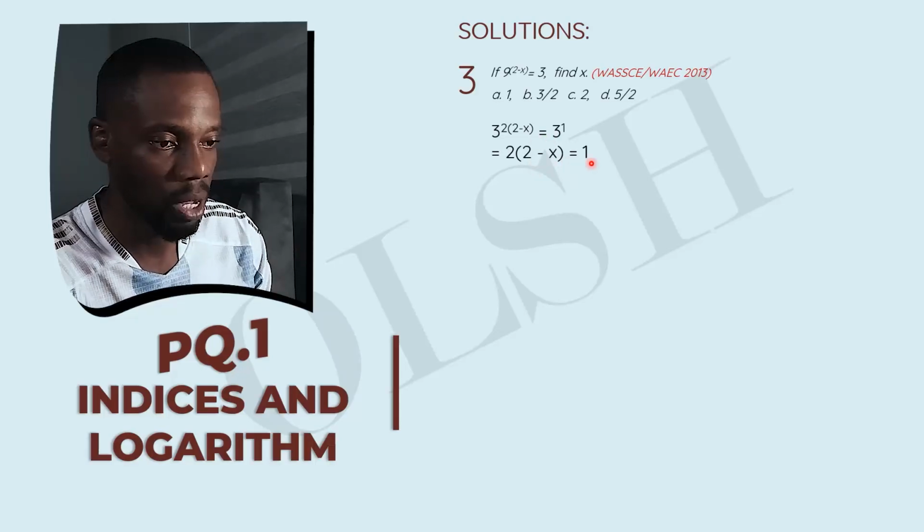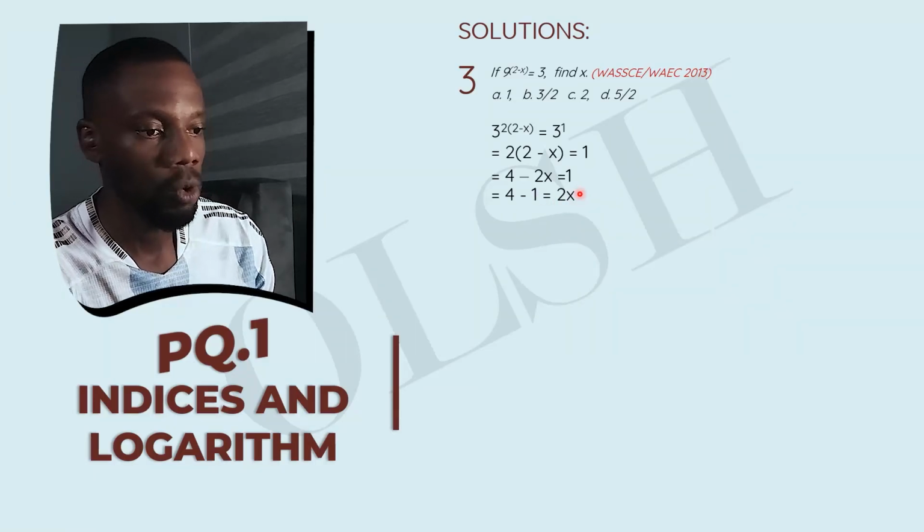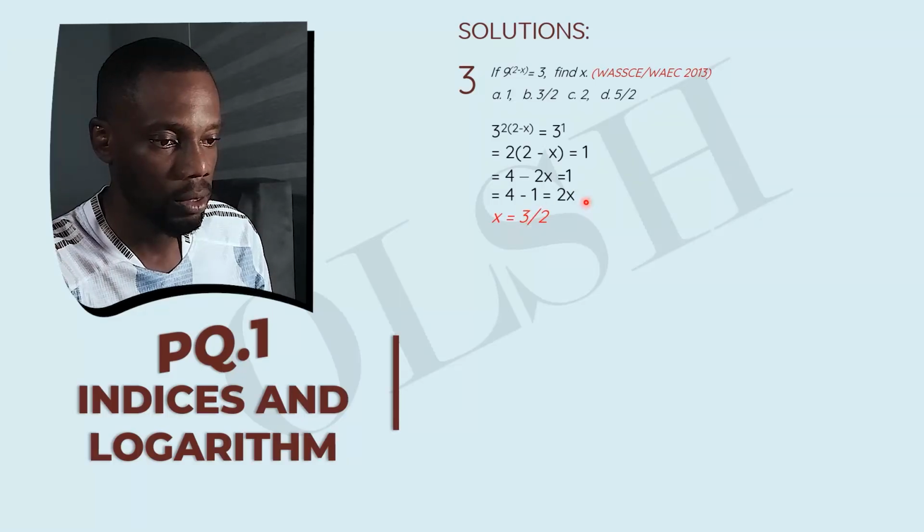If we simplify this, we'll have 4 minus 2x equal to 1. So this is the same as, of course, 4 minus 1. If we take this to this side and bring this to this side, 4 minus 1 equals 2x. So this is going to give us 3 equal to 2x. Making x the subject of the formula, we have 3 over 2 as our answer.